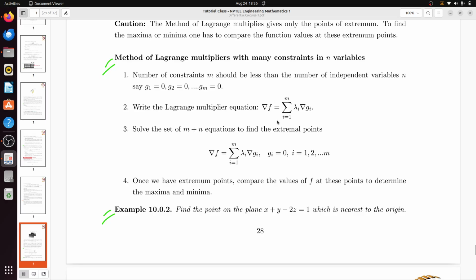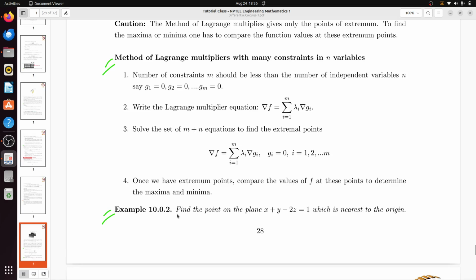Grad of f equals the sum from i equals 1 to m of lambda i grad gi. Solve this set of m plus n equations to find the points. You need to find lambda 1, lambda 2, up to lambda m, and also the n variables.